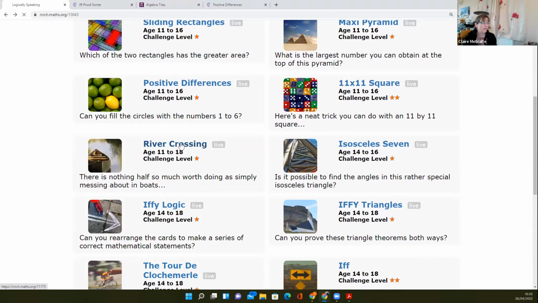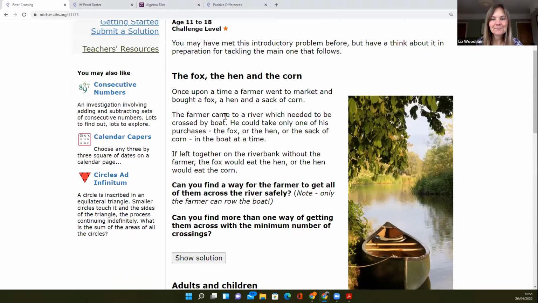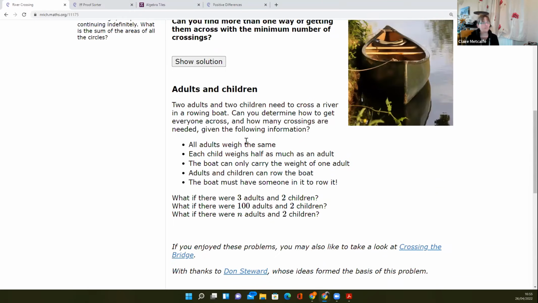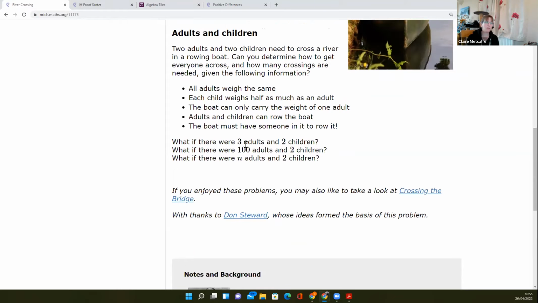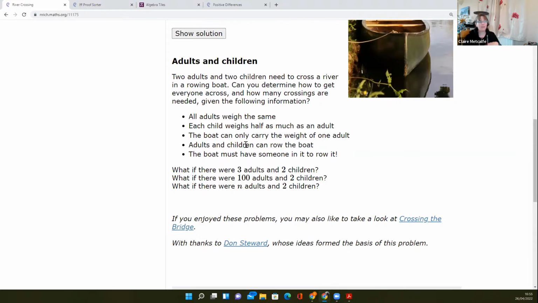River crossing, if you haven't met it before, the first problem in river crossing is the one about the fox, hen and the corn, or you might have heard of it as being the wolf, the cabbage and the, I think it's still a chicken, and how to move across a river. But there's actually a slightly more, possibly slightly more interesting example, which involves adults and children. And that can be extended to be any number of adults. So there's a classic problem and there's a slight extension, which your students might like to have a look at.